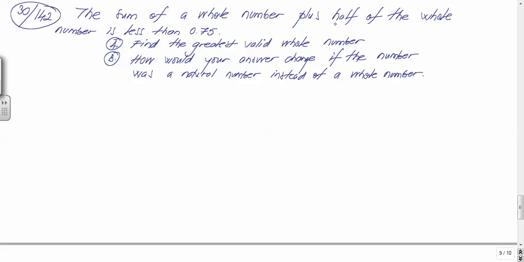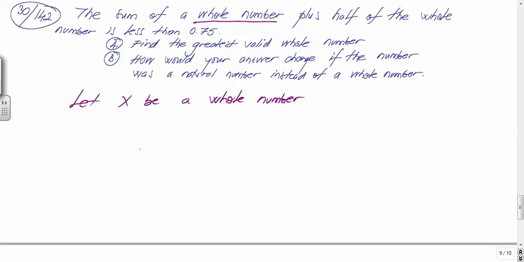The sum of a whole number plus half of the whole number is less than 0.75. Well, let's see how to solve this one. Eventually we'll be able to write in here. Whole number. You guys remember the whole number set, we're talking about what? 0, 1, 2, 3, 4, 5, 6, and so on. And we're looking for a whole number. And let x be a whole number.